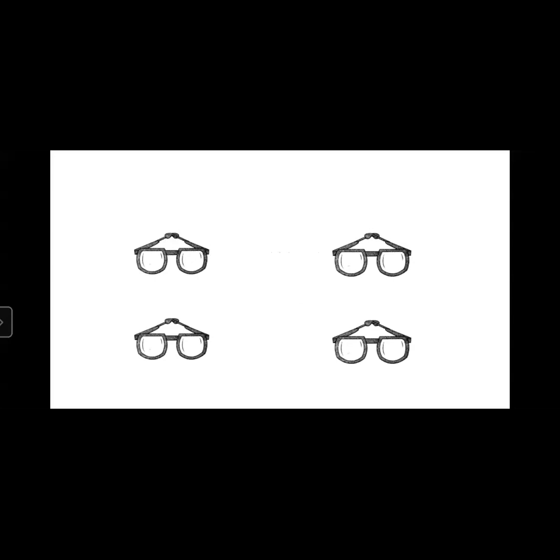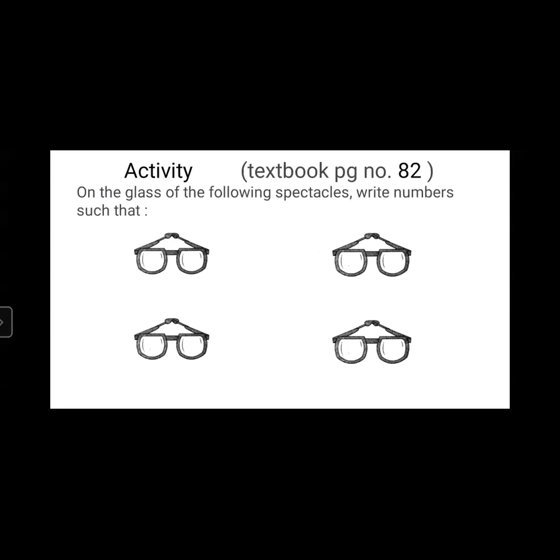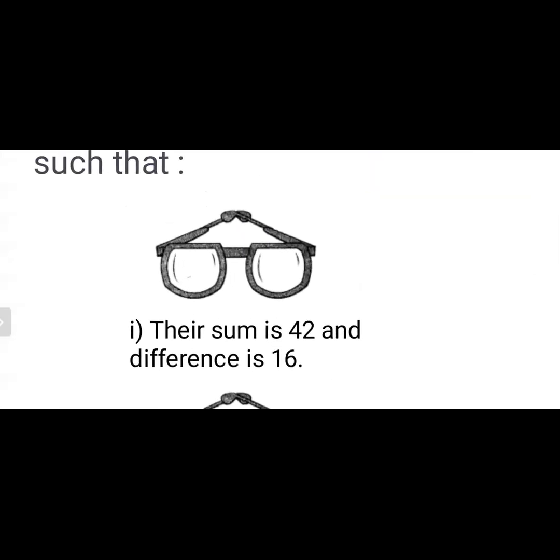Now we'll see one activity from textbook page number 82. Four spectacles are given. On the glasses of the following spectacles, write numbers such that their sum is 42 and difference is 16. Here you can see the sum should be 42 and the difference should be 16. So how will you find out the values?